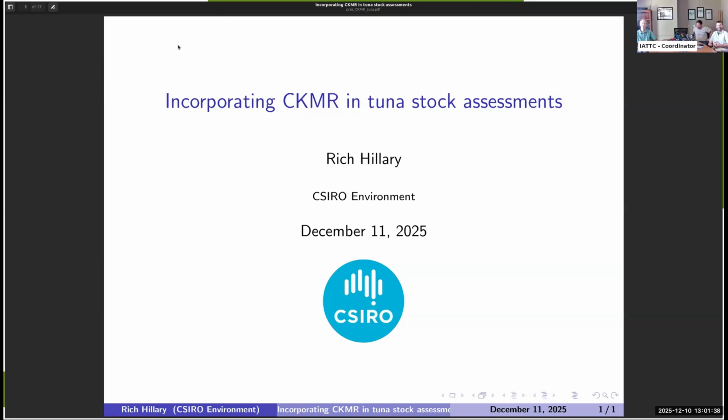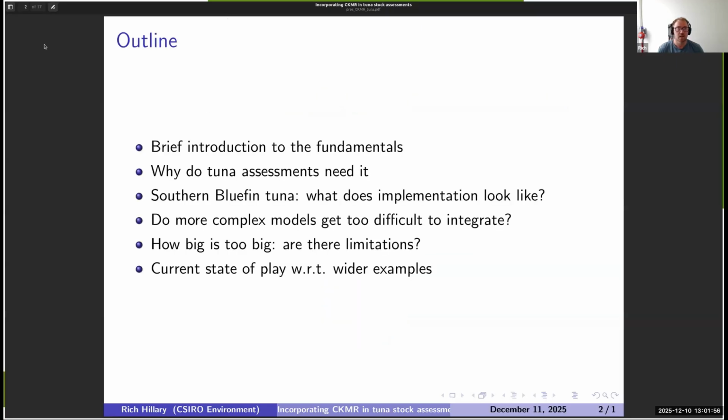Okay, so let's get started. Our first presentation in close-kin mark recapture is by Rich, and he's going to give us an introduction to close-kin and its ability to integrate into stock assessments. Thanks, Mark, and hello to everybody, whatever time and wherever you are.